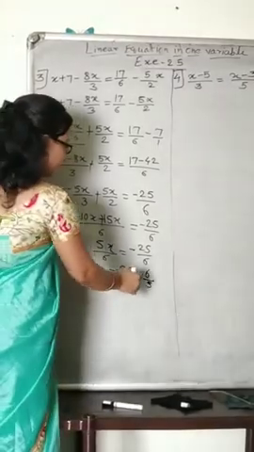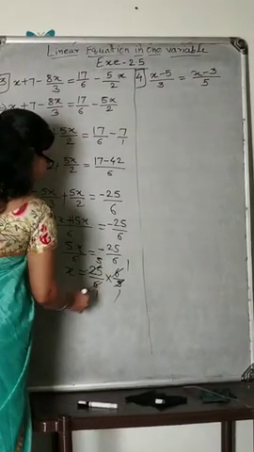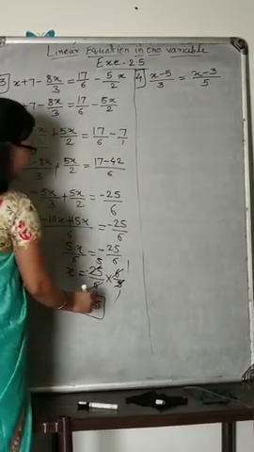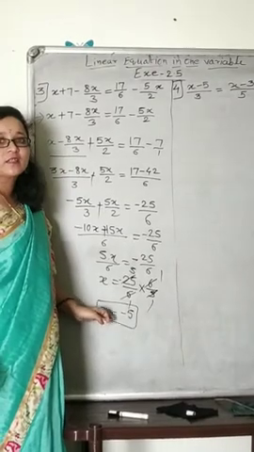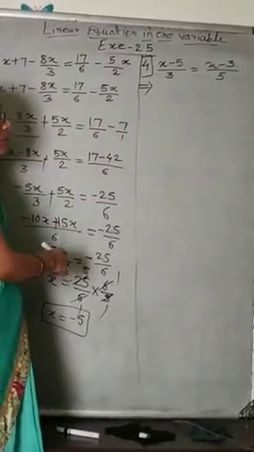Then what will be there? 6 ones are 6, 6 ones are 6, 5 ones are 5, 5 fives are 25. That means x is equal to minus 5. That means the x value we got is minus 5. This is our final answer. Okay, then we saw the third question. Now we are going to see the fourth question.